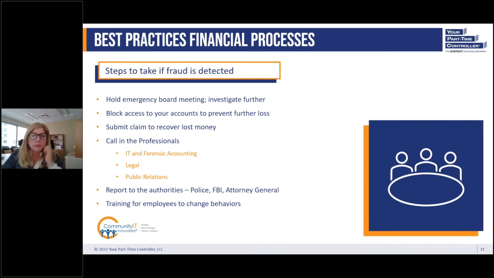And also, training for employees. It's not just training, but then it's also retraining. You want to change those behaviors to reduce vulnerabilities and build that resistance to fraud. We know that the only thing worse than a data breach is multiple data breaches.